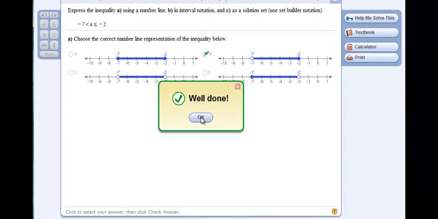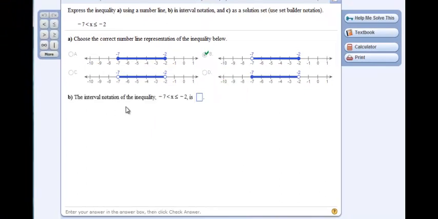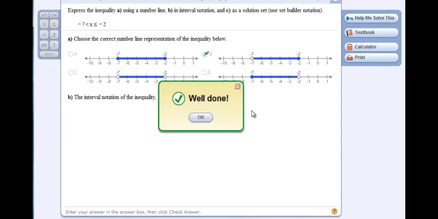We got that right. Now we need to do interval notation. This is the one with the parentheses and things like that. So it's going to be as small as -7, but not include it. So we have to use parenthesis, -7. And then it goes all the way up to -2. And we need a bracket. A bracket there because it's including that -2. Hit enter. We got it right.